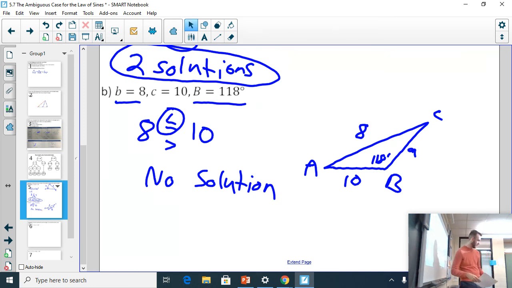And that, I think, is where we're going to call it for this one. In the next one, we'll pick up an example of solving the triangles after we figure out how many solutions there are to a triangle.